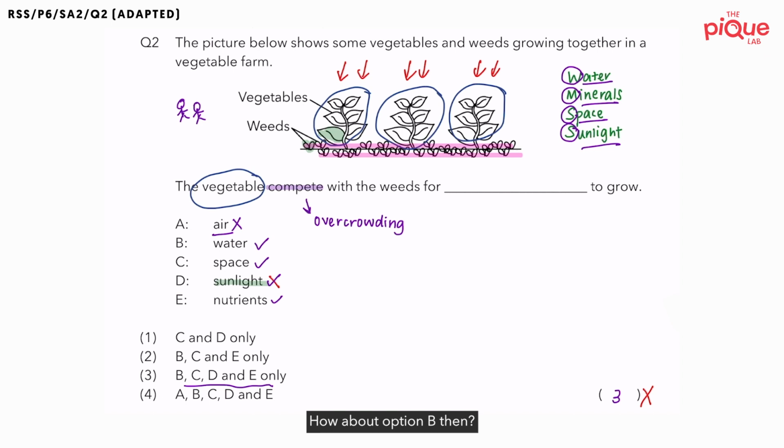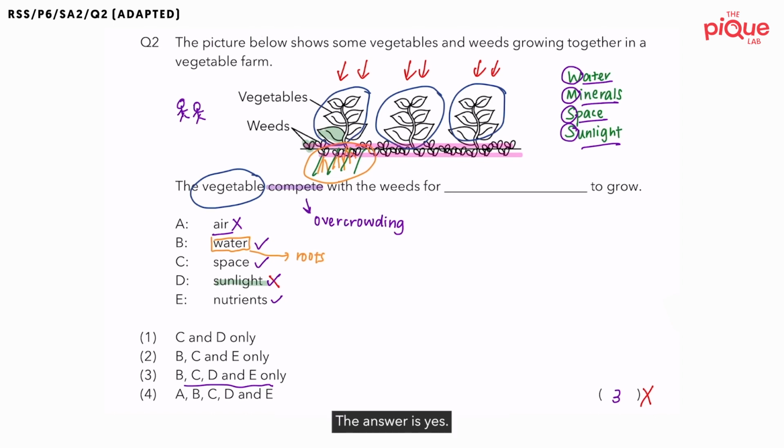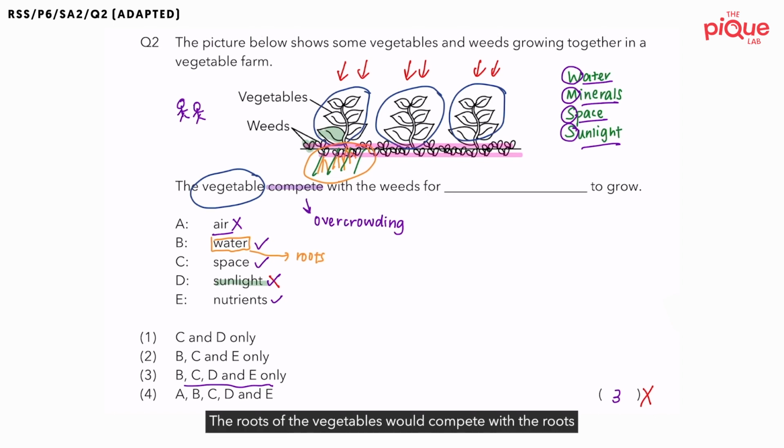How about option B then? When we talk about water, are the vegetables and the weeds going to compete for water? Which part of the plant absorbs water? Water is absorbed by the roots of the plants. I would like you to draw some of the roots of the weeds as well as the roots of the vegetables. Once you have done that, you will realize that the roots of the vegetables are found in the same area as the roots of the weeds. And in that same area, there is a limited amount of water in the soil. Hence, do they compete for water? The answer is yes. The roots of the vegetables would compete with the roots of the weeds for the limited amount of water in the soil.